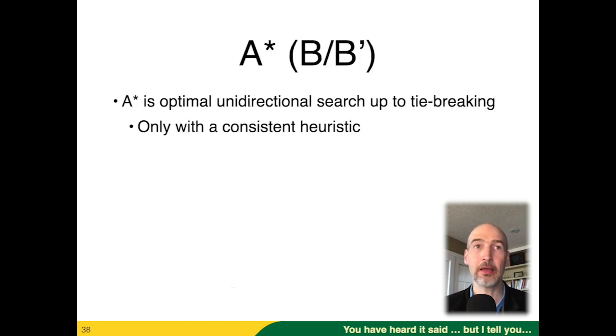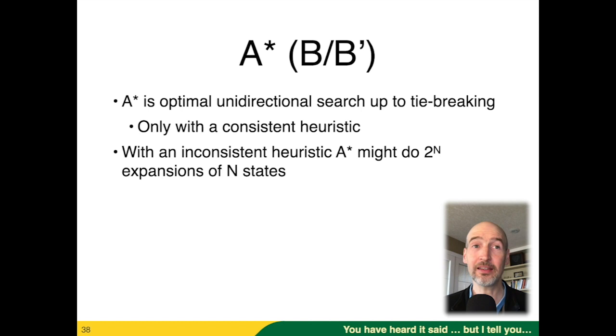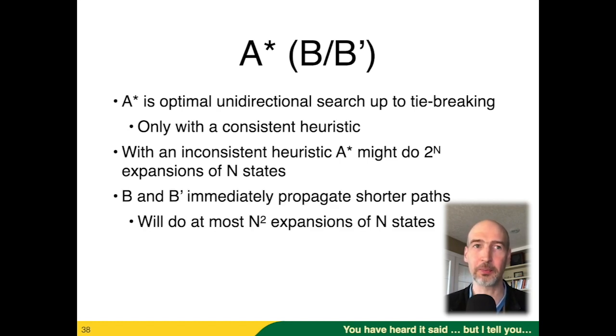And what we saw before, so this is actually another misconception, is that A star is optimal. In fact, if you were listening to the last session, you would have heard me say A star is an optimal unidirectional search up to tie breaking. That's actually not entirely true. I tell you now that it's only true with a consistent heuristic. I didn't give you that caveat last time. With an inconsistent heuristic, A star can do an exponential number of expansions, or expansions and re-expansions, of some set of n states within the state space.